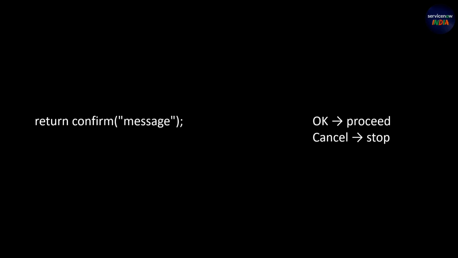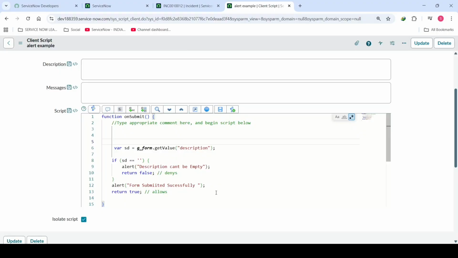The next thing will be return confirm with a message along with OK or cancel. For an alert message, we have only one thing called OK, and for this return confirm, we have two things like OK or cancel, like proceed or stop. Let's see with an example in the PDI how it works. Here we are going towards this confirm keyword. Let's remove all this part.